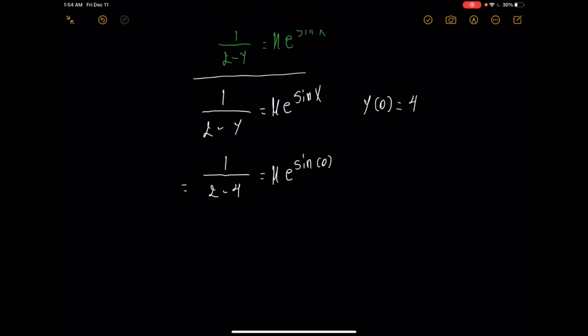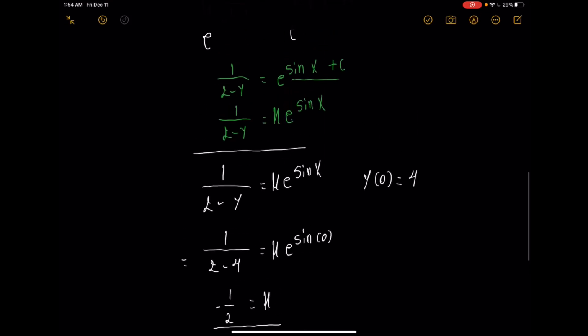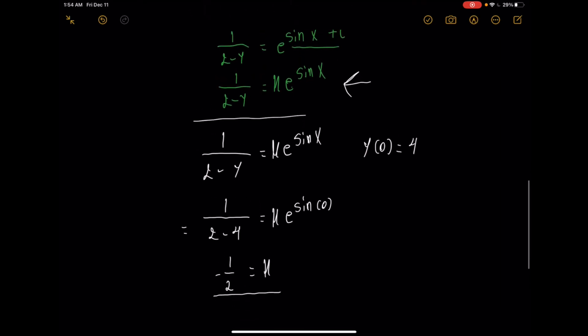So now we're going to have k by itself. So over here, we're going to evaluate the left side, which is just going to be 1 over 2 minus 4, which is just going to be negative 1/2, right? So that's what we have. So we have negative 1/2, which is equal to k. So we have found k. Now let's go back to our general solution. And now we can go ahead and evaluate this in there, right?